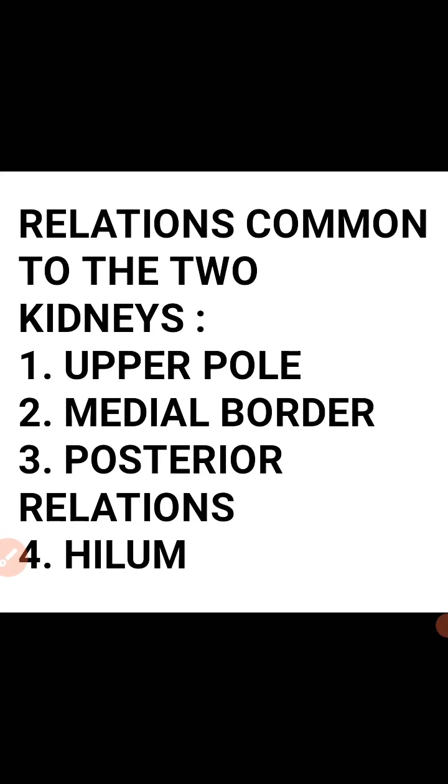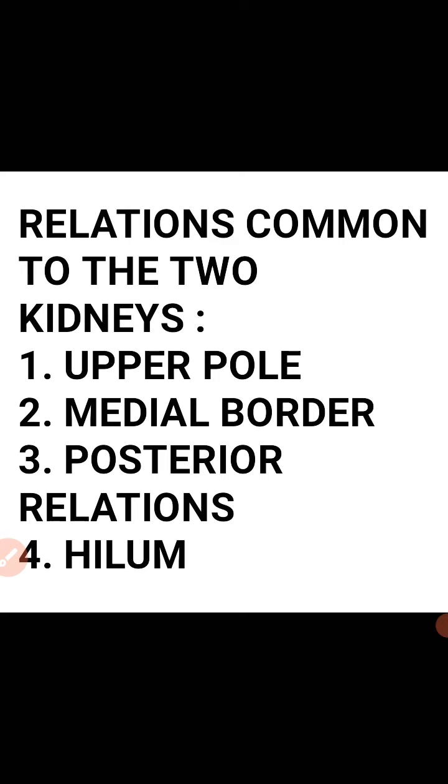Then relations of the kidneys. There are certain relations which are common to both the kidneys. First, upper pole. The upper pole of both kidneys are related to the corresponding suprarenal gland. So the upper pole of right kidney is related to right suprarenal gland, and the upper pole of left kidney is related to left suprarenal gland. And the medial border of both kidneys are related to suprarenal gland above and ureter below.